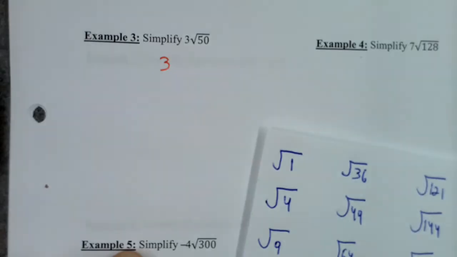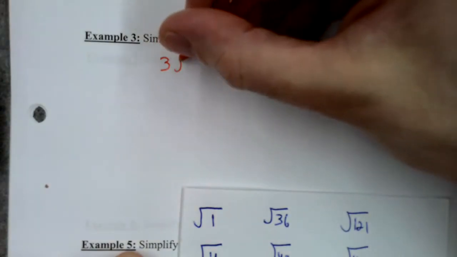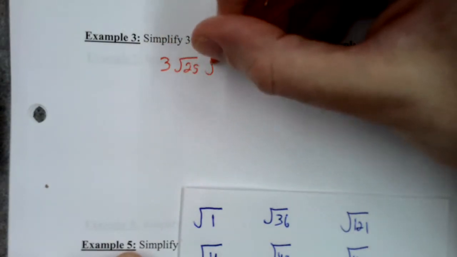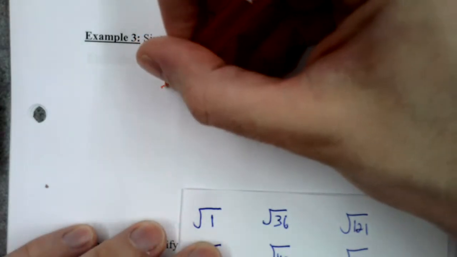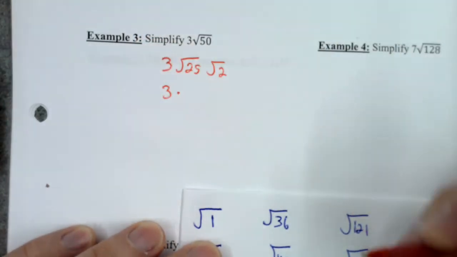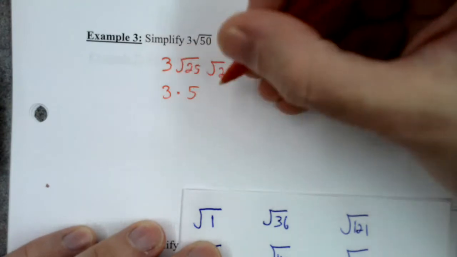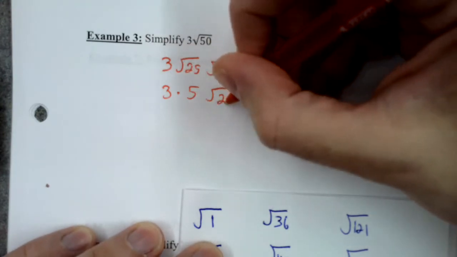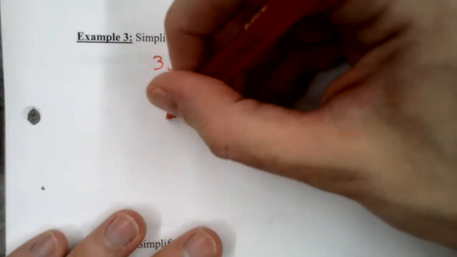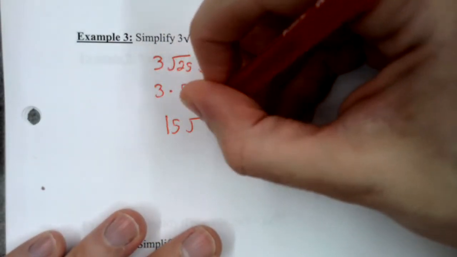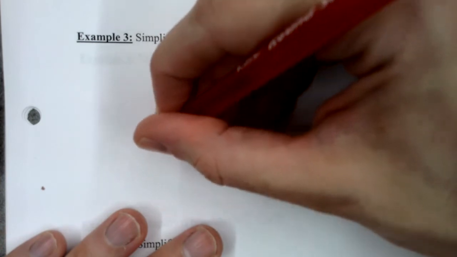And I'll break down square root of 50 into square root of 25 times square root of 2. And then the square root of 25 is 5. A lot of times people put the square root of 5 by accident. The square root of 25 is just 5. And then we have 3 times 5, which makes 15. So the final answer, when we simplify this one, is 15 square root of 2.